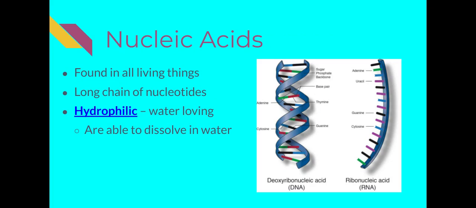Okay, our last group are nucleic acids. Nucleic acids are found in all living things. DNA is an example of a nucleic acid, and that is the blueprint of life. Everything that's living has its own unique set of DNA. Now, nucleic acids are made up of long chains of nucleotides. Nucleic acids are also hydrophilic, just like carbohydrates and proteins, which means they're water-loving.